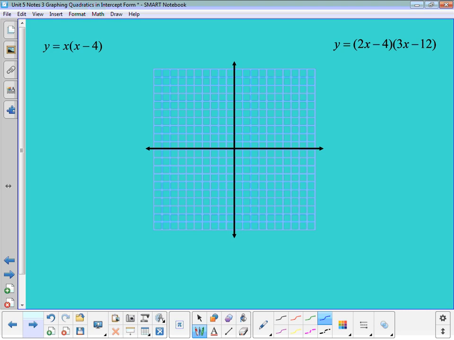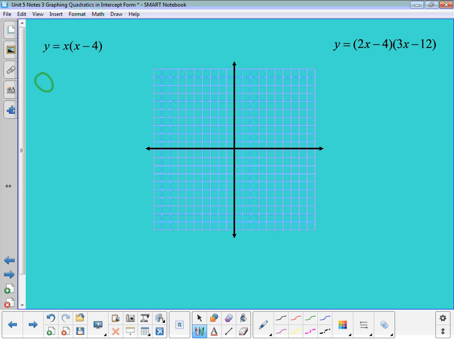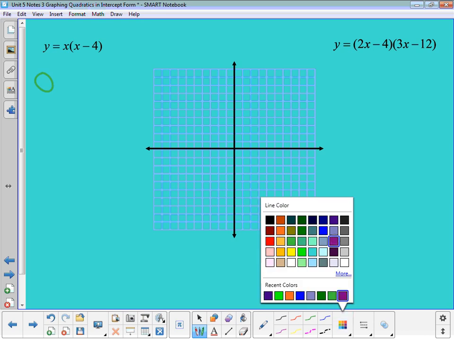Let's take a look at number 3. Now, number 3, I think it looks worse than it actually is. So we're still going to use that zero product property. So I'm going to set these equal to 0. That is hard to see. So let's set it equal to 0.